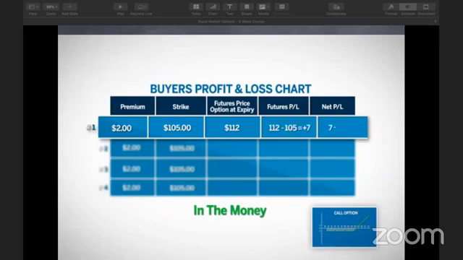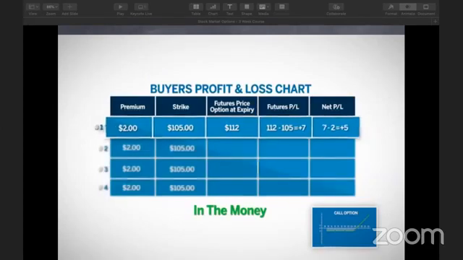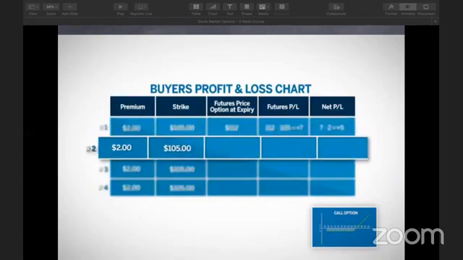If you subtract the $2 premium paid for the option, your net profit will be $5. For scenario 2, the futures price at option expiration will be 106. Again, this option is still in the money. You exercise this option at 105 and make $1. You paid $2 in premium, so your net will be a loss of $1.